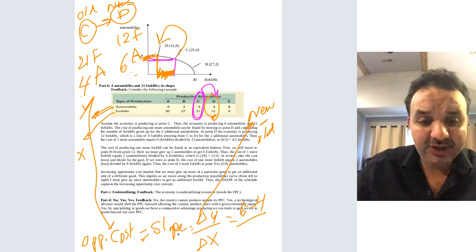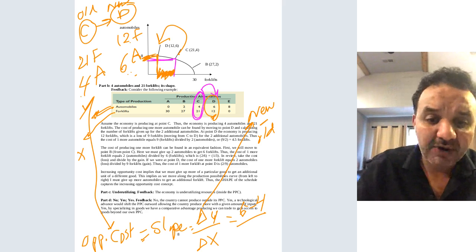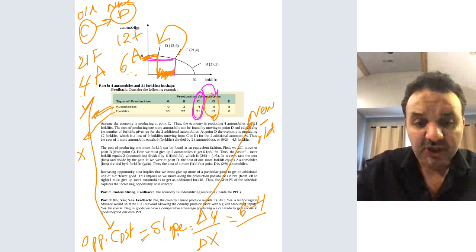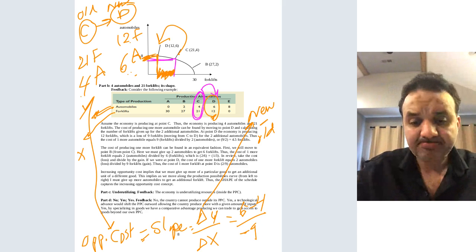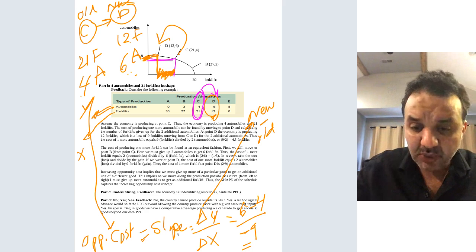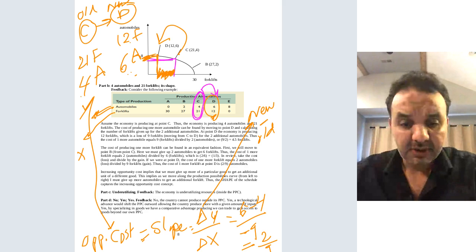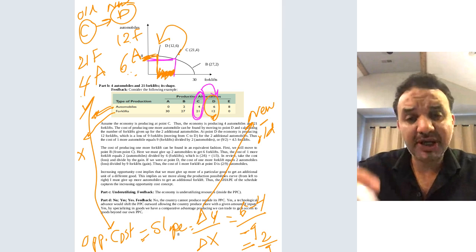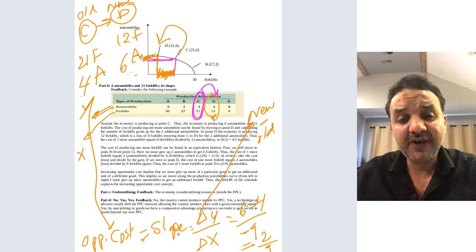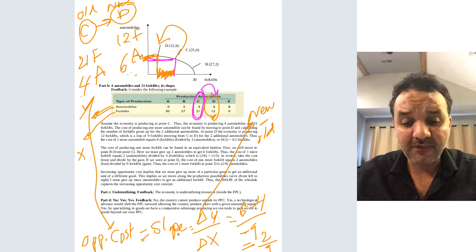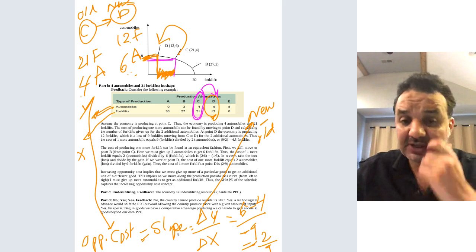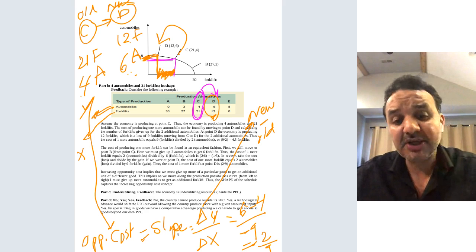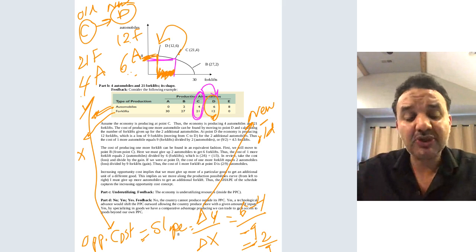Divide by change in x, which is forklift in our case. So 12 minus 21. This will give you 9, or rather, minus 9. So the opportunity cost will equal 2 divided by minus 9, or minus 2/9. Okay, so in order to produce an additional 1 unit of automobile, you have to sacrifice or give up the production of 2/9 units of forklifts. The negative sign, as I said in the previous video about the budget line, is because it's downward sloping, so that's why the slope has to be negative.